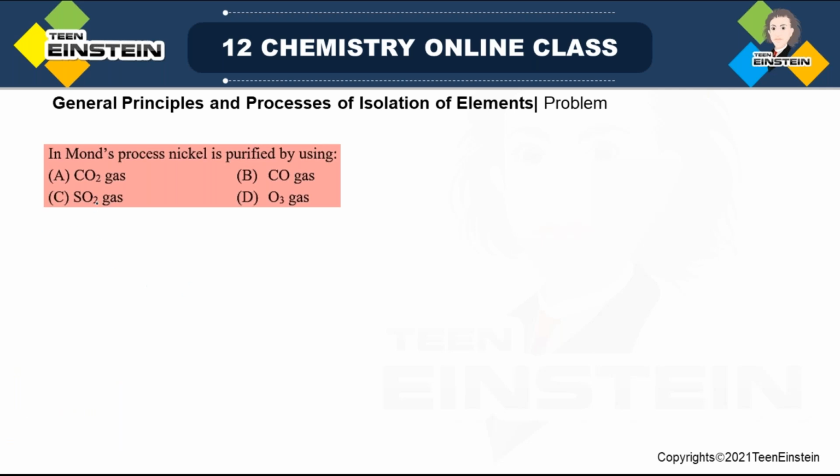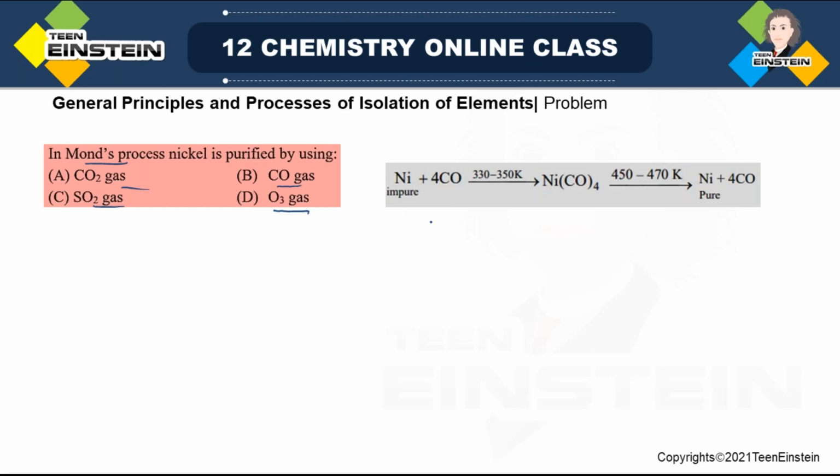This problem is related to Mond's process. Mond's process we have seen in the last class. In Mond's process, nickel is purified, but we have to answer which of these gases is used. There are 4 different options given: carbon dioxide, carbon monoxide, sulfur dioxide, and ozone gas. In Mond's process, first we make a volatile compound of nickel, and after that this volatile compound of nickel is decomposed again to the metal nickel, and this is the purification method.